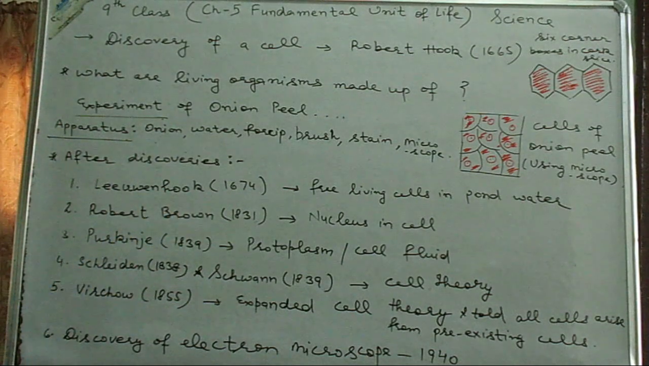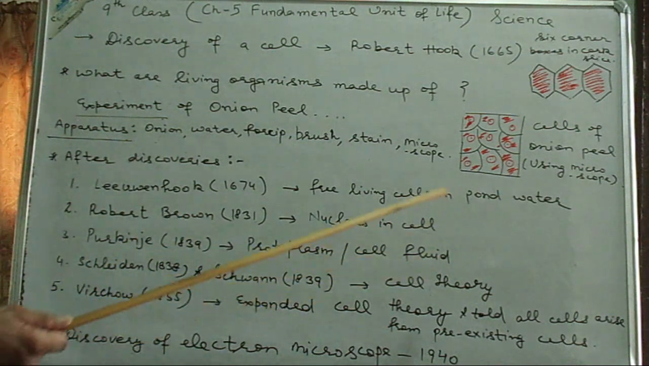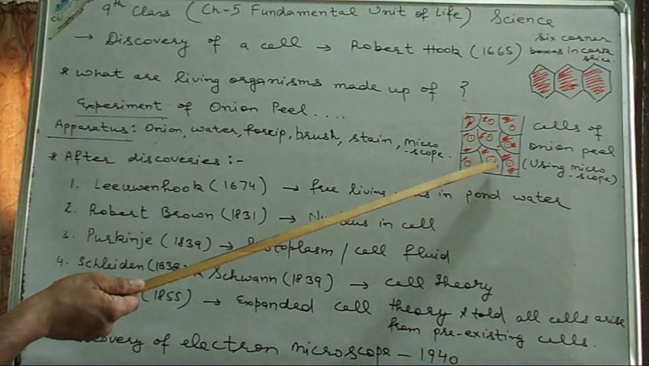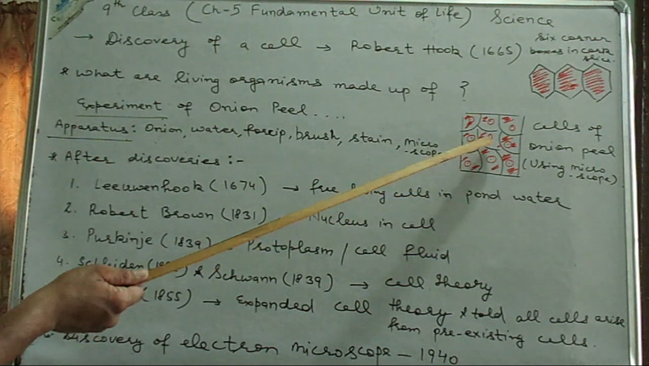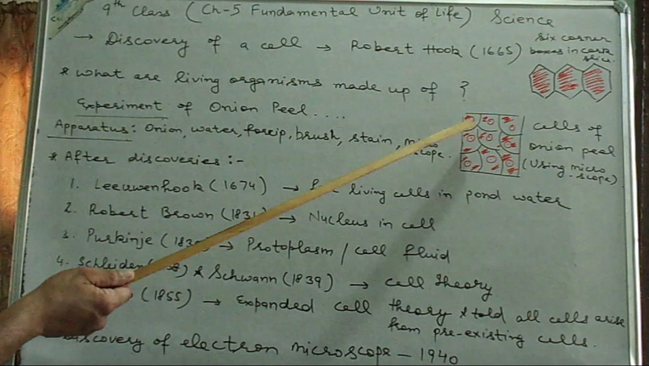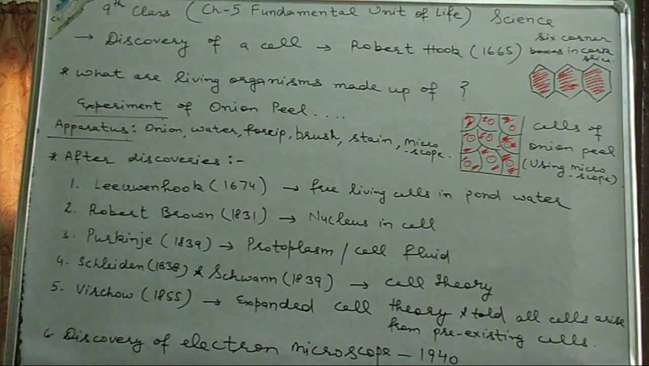And after that, nearly 150 years later, in 1831, Robert Brown discovered the nucleus of the cell. As you can see the nucleus here in the center, there are many nuclei. Then in 1839, Purkinje found protoplasm, or cell fluid.